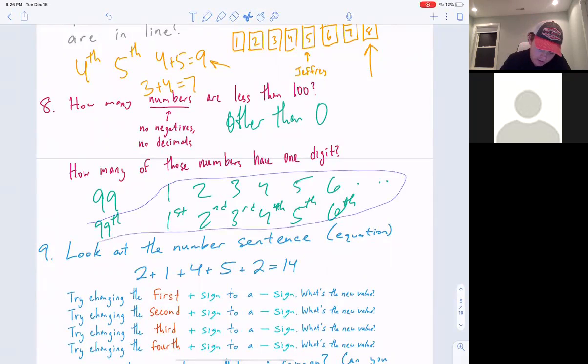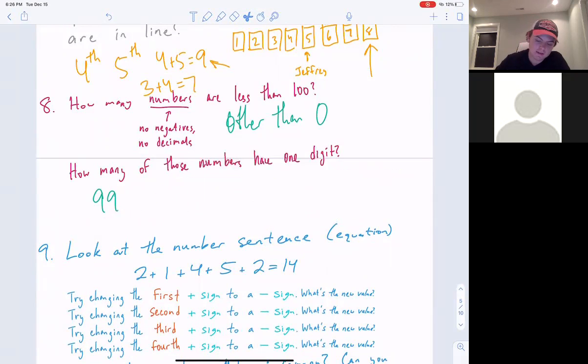Now, you might know about fractions, you might know about negatives. In either case, I'm sorry. If you know about negatives, there are infinitely many numbers less than 100. If you know about fractions, same deal. But let's just say positive numbers that aren't fractions. So 99 numbers. And now I'm wondering how many of those numbers have just one digit. Okay. If you don't know what a digit is, here's the number 237. That's a digit, that's a digit, and that's a digit. Here's the number 6. That's a digit.